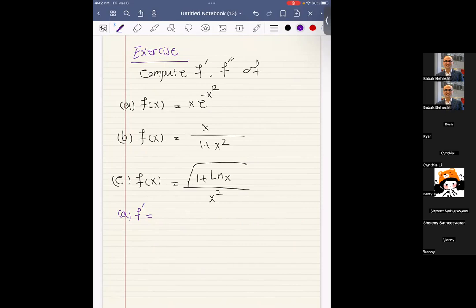So f prime is what? Is it 1 minus 2x squared over e to the x squared? It's like this, right? So e to the power minus x squared is the same thing as 1 over e to the power x squared, because you have a negative power.